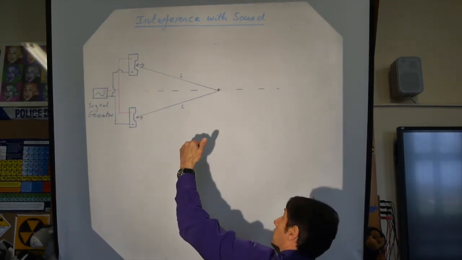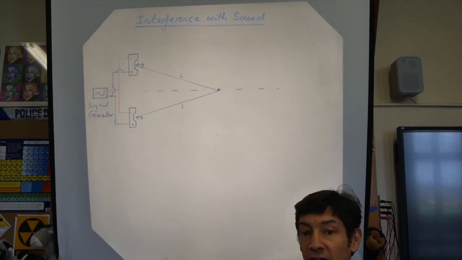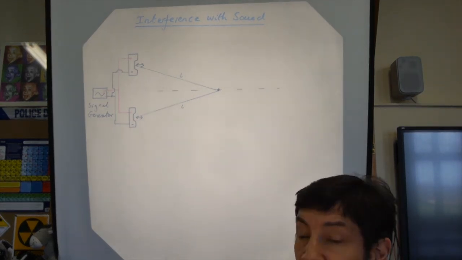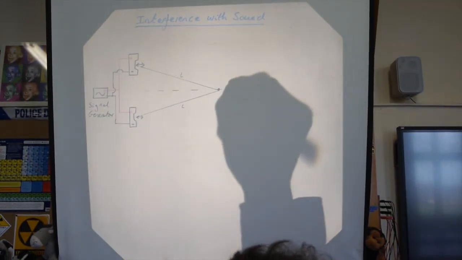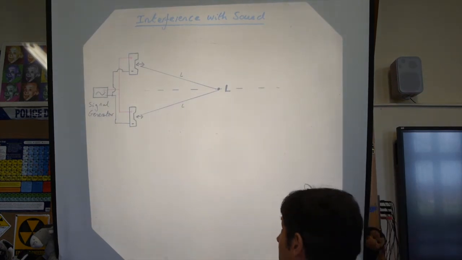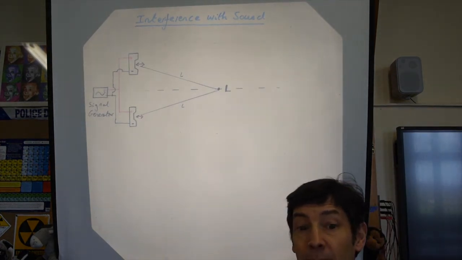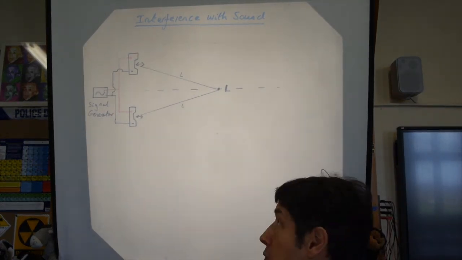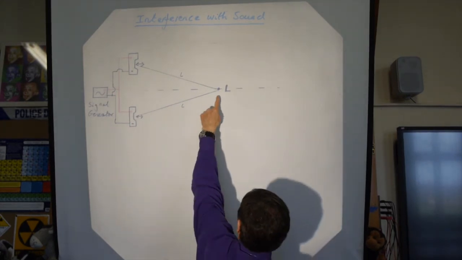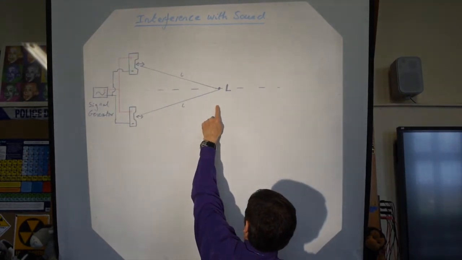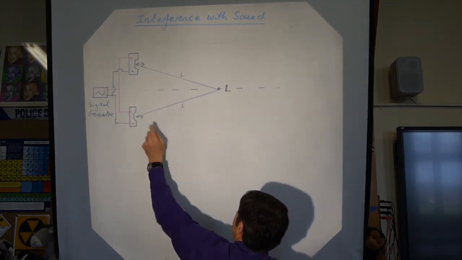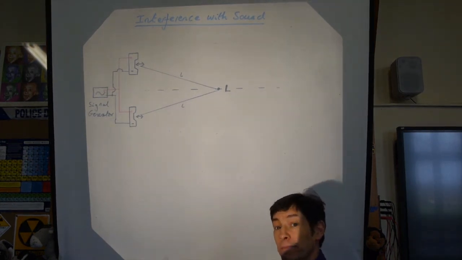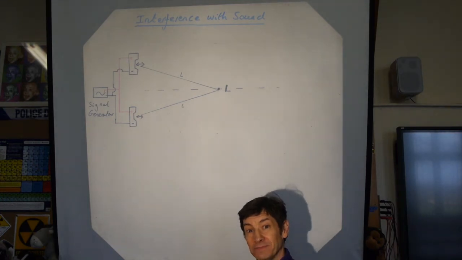And if it's a peak arriving with a peak or a trough with a trough, they're going to constructively interfere. So at this point, we're going to hear nice, loud sound. I'll just put a capital L there to represent a high amplitude. But I wonder what happens if we move our ear to somewhere like this, where we are further away from the top loudspeaker and closer to the bottom one. So we'll look at that next.